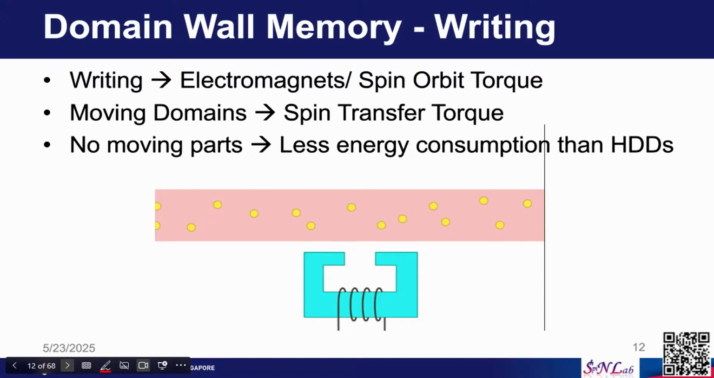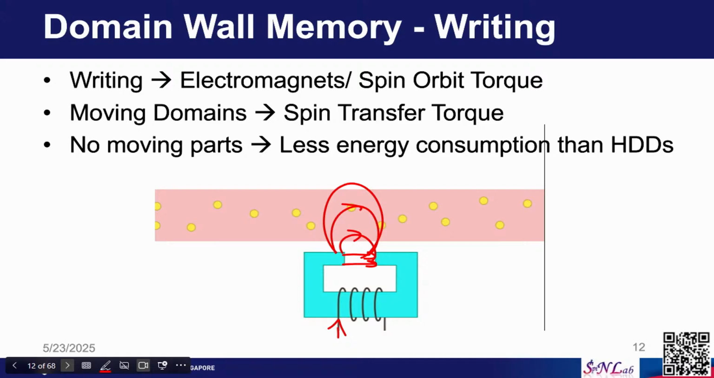So, if you want to write information, again we need to shift the domains and you can use an electromagnet, like we did in magnetic recording. You send a current through the coil, you will produce a certain magnetic field. You can use this magnetic field to write information. So, this is one technique.